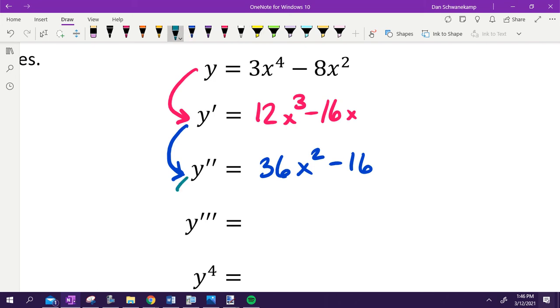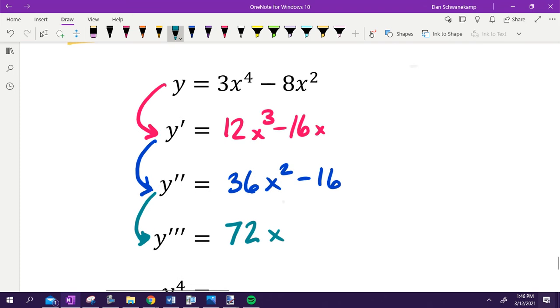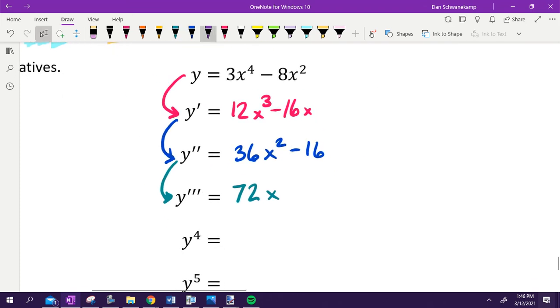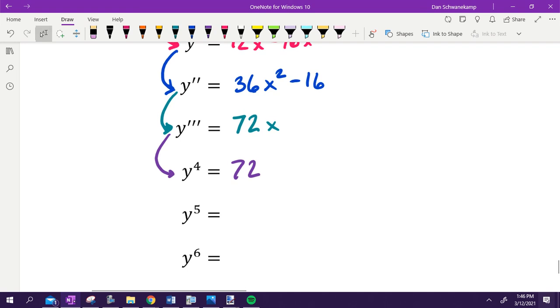To find the third derivative, we just got to take the derivative of that. So, Lucas, what would my derivative look like there? 72x. Yep, 72x. And to find the fourth derivative, all we would have to do is take the derivative of that. What would the derivative of 72x be? 72. And if I want to find the fifth derivative, we would just take the derivative of that.